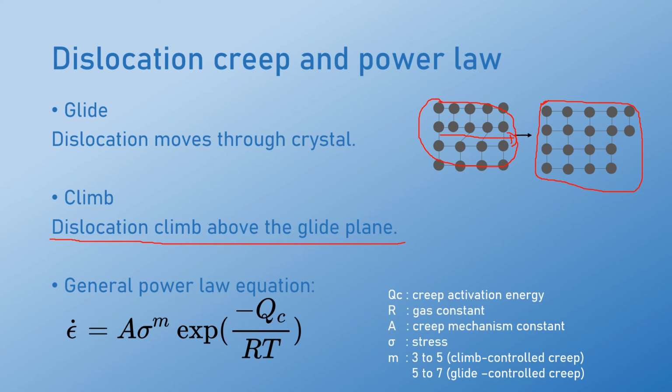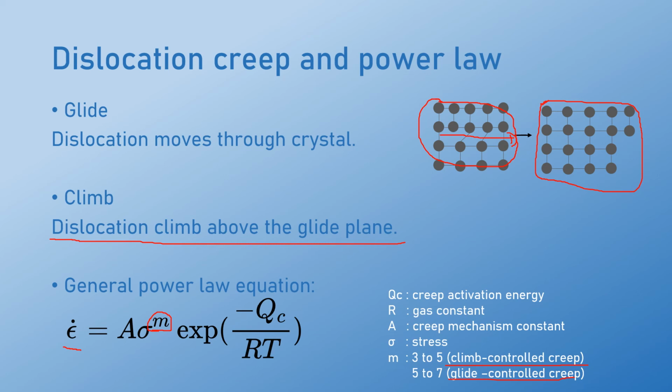And so, to describe the strain rate with respect to those two phenomena, we have this equation, the general power law equation. This is the strain rate, and this is a creep mechanism constant. Each creep mechanism has its own constant, and this is the stress. This one you can read here, but this is the important part: m of 3 to 5 is climb controlled creep, and 5 to 7 is glide controlled creep. So the strain rate with glide will actually be faster.